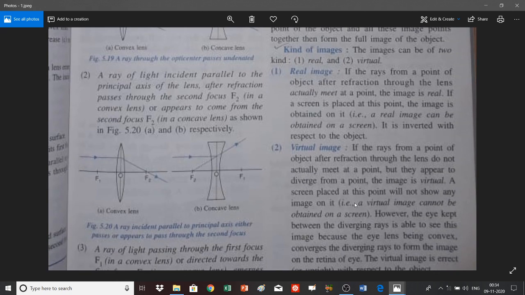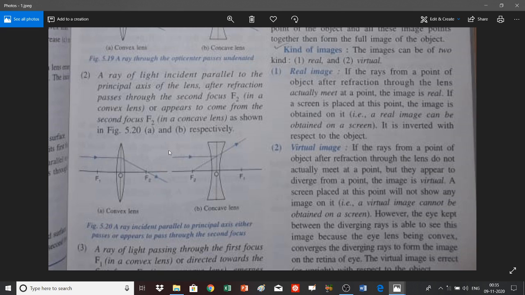Now a virtual image is generally formed by a concave lens, in which the parallel rays after refraction seem to be coming from a certain point, the principal focus f2. In that case it seems that the parallel rays are diverging, and from the point where these rays seem to diverge, it is said that an image is formed at that point, that is Z2.